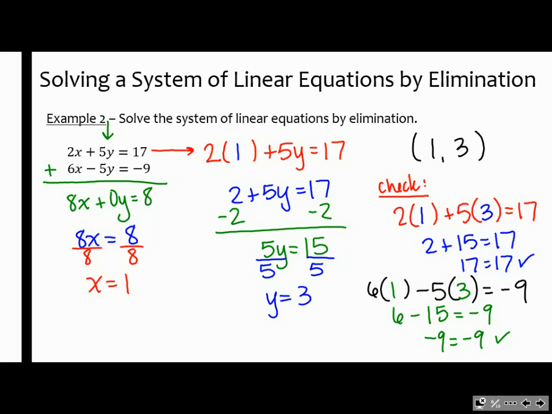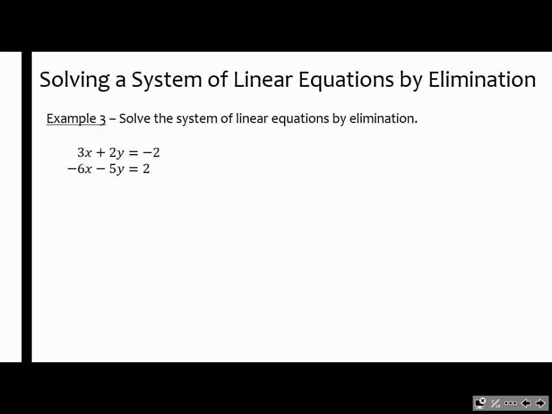In examples 1 and 2, we had additive inverses in our system. Here in example 3, we do not have any additive inverses. We have 3x add 2y equals -2. We have -6x subtract 5y equals 2. So we're going to use elimination. Of course we have to use elimination. That's what's in the instructions.